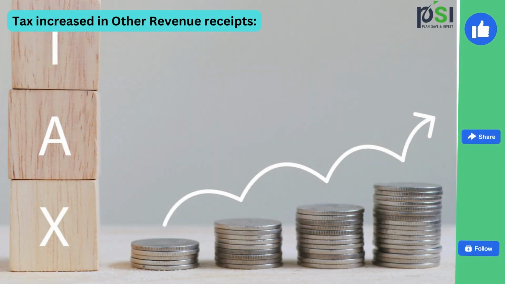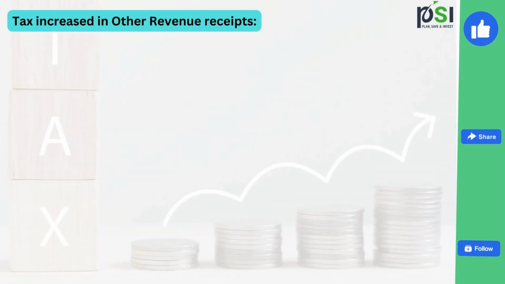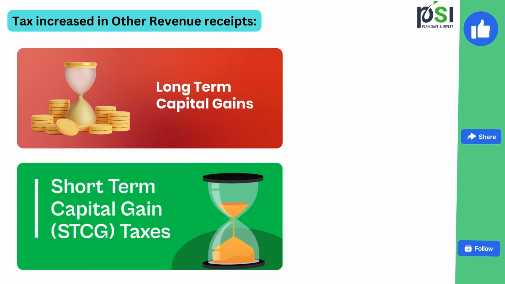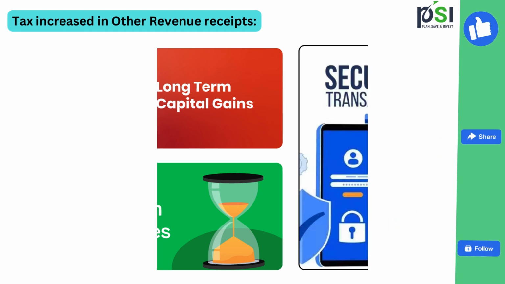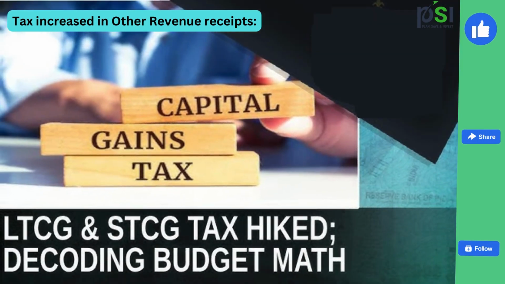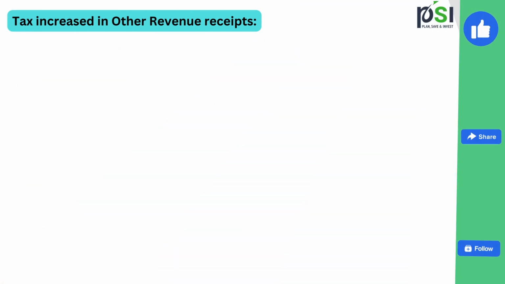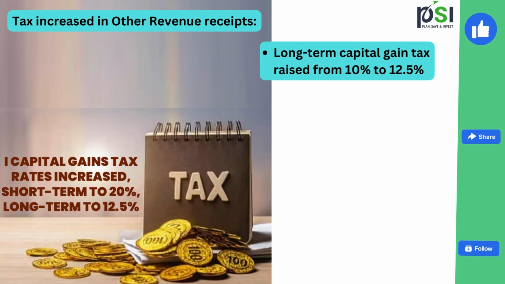Now, tax has increased in other revenue receipts: long-term capital gains, short-term capital gains, and securities transaction tax. This is most important to investors and traders. On 23rd July, the Union Budget shocked investors with a rise in LTCG and STCG. Long-term capital gains tax was raised from 10% to 12.5%, which is a 25% increase. So this will definitely impact the profits on long-term investment.